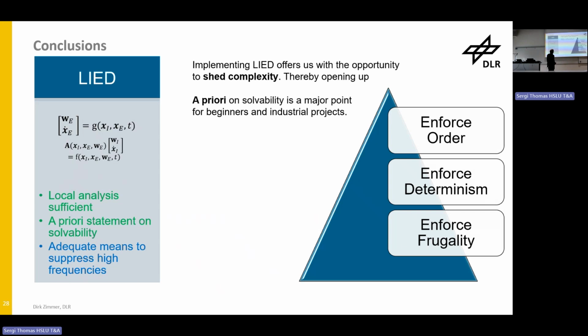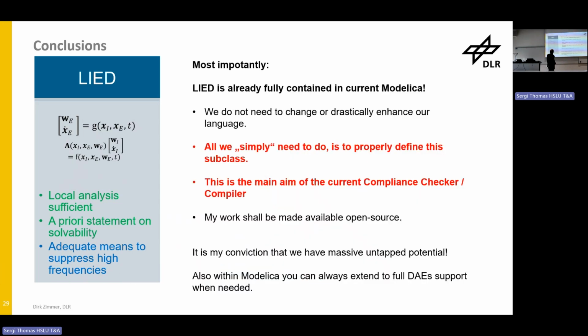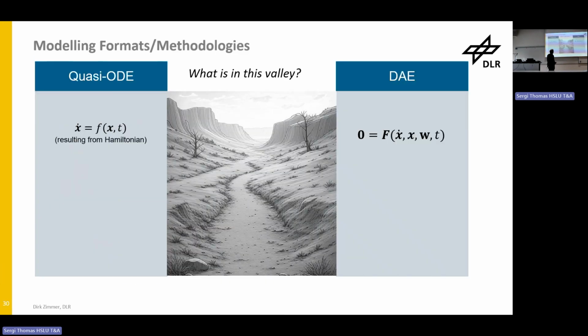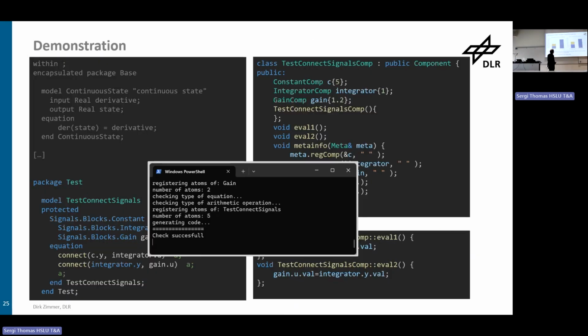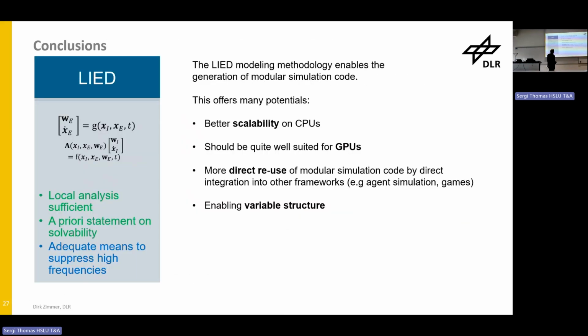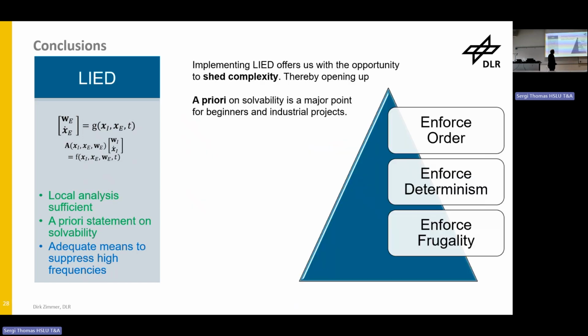Okay, conclusions. The hope is that with this class we can achieve better scalability on CPUs, and hopefully it will also be well suited for GPUs. Proof is of course not there yet. It's also a great chance to shed complexity in the language in a way that we don't have to harm the actual Modelica, because we can leave that, but we can just define this subclass nicely.